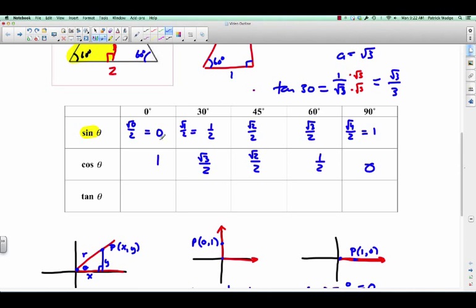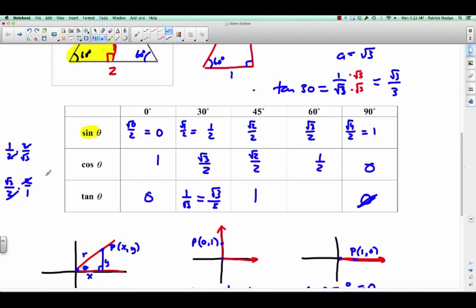Now I divide. 0 divided by 1 is 0. Go to this one. Root 2 over 2 divided by root 2 over 2. You're just dividing the same thing by itself. So it's 1. 1 divided by 0 you can't do. It's undefined. Okay, this one. 1 half divided by, but I'm going to multiply and flip. Those cancel out. I get 1 over root 3. Or if you want, root 3 over 3. And this one, root 3 over 2 divided by, but I'm going to multiply and flip.